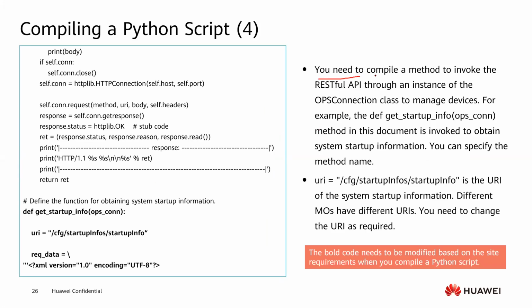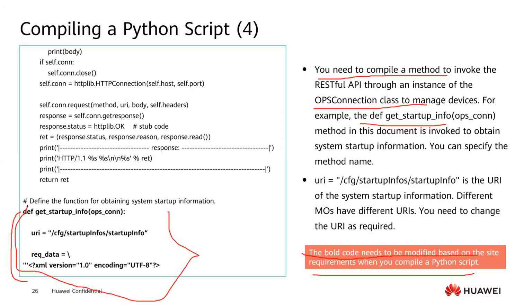Okay, you need to compile a method to invoke the RESTful API through an instance of the OPS connection class. Here, for example, define get startup info. The body code needs to be modified based on the site requirements when you compile a Python script. Here, this body part, you must change it yourself.